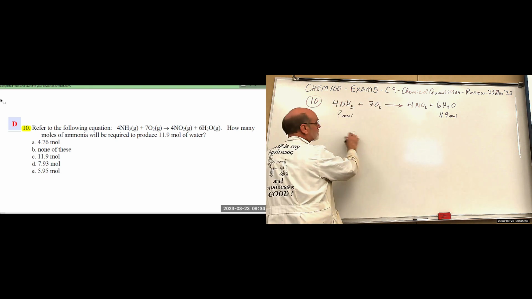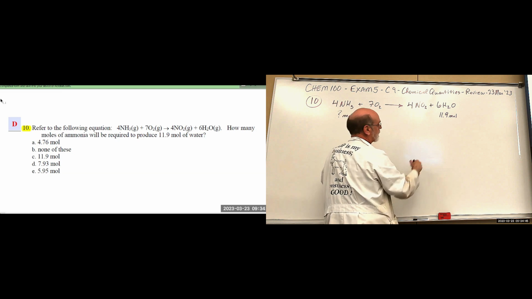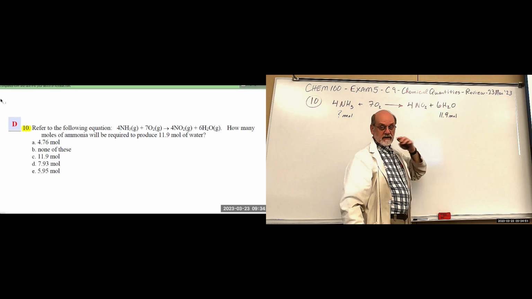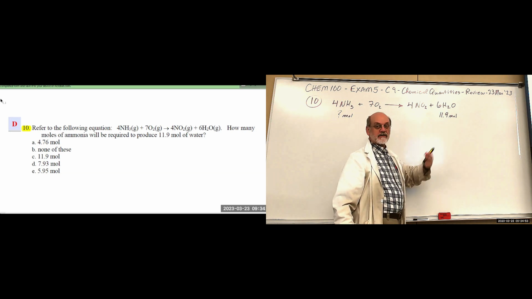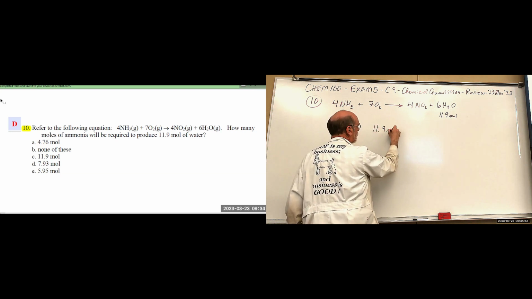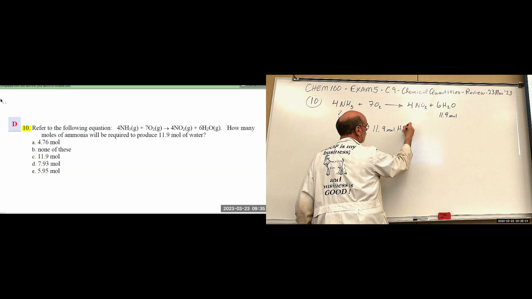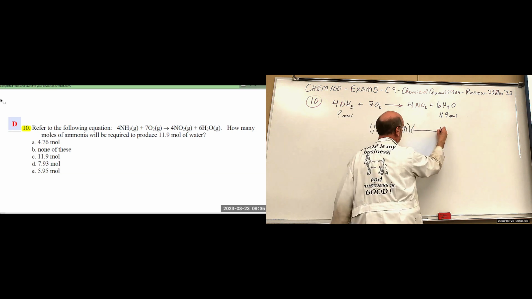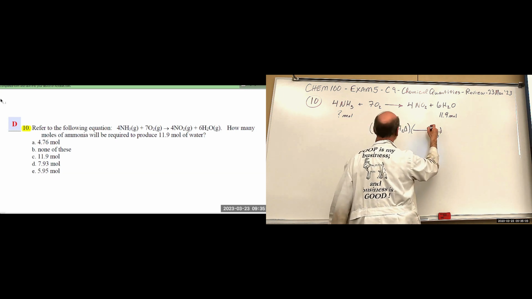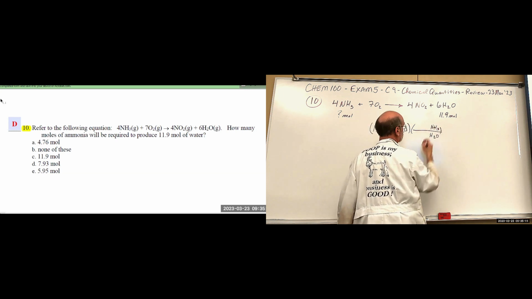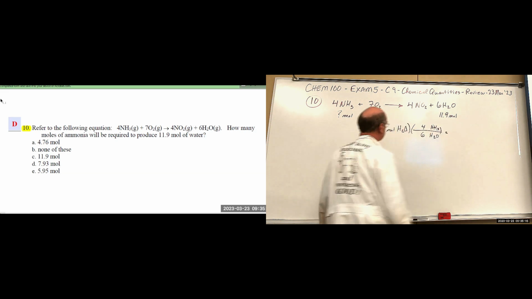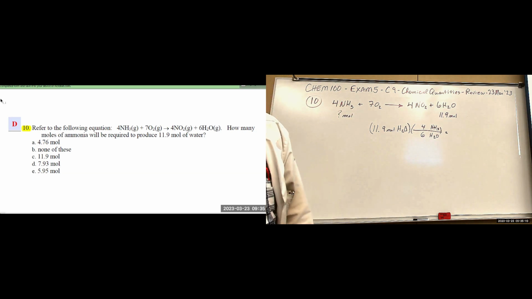Okay, so now we can work backwards, right? As long as you're in moles, you can move anywhere in a balanced equation and determine amounts of any of the reactants or products. So if we have 11.9 moles of water, then all we have to do is set up our conversion factor to get rid of water, the denominator, and leave us with ammonia. 6 water and 4 ammonia.